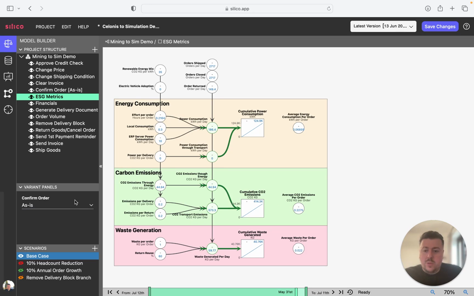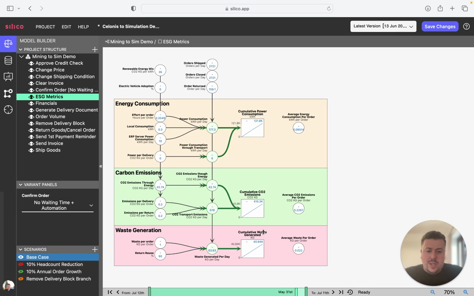So on the variant panels, which is on the left-hand side of Silico, we can look at different as-is and to-be process models that the organisation wanted to test. So we're going to have a look at the no waiting time and automation within the process to see what sort of impacts this would have on the ESG metrics. So we can see what changes would occur across energy consumption, carbon emissions, and waste generation by adopting that particular process change. These metrics are not limited to those which you can see in the current model. Silico's got the flexibility to incorporate any metrics that are important to your ESG strategy and your overall business outcomes.